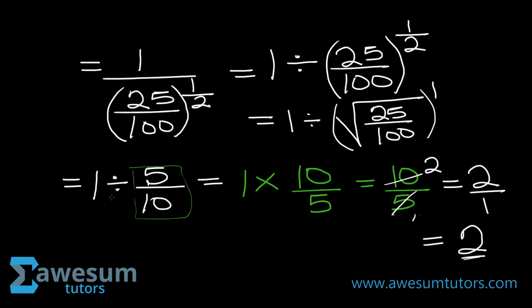Do you get that right here? You change the division sign to a multiplication sign, and then you flip this fraction 5 over 10 to become 10 over 5, right? And then 1 times 10 is 10 over 5. This 5 right here, 5 in 5 is 1. 5 in 10 is 2. 2 over 1 is the same thing as 2. Very good, guys. Very good.